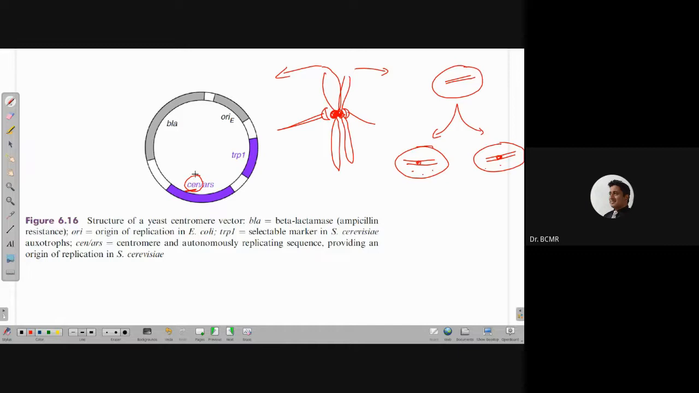ARS, you know, autonomously replicating sequence, is similar to the origin of replication in yeast. In humans and in eukaryotes, you have multiple origins of replication, unlike in the bacterial ones. So everything is almost the same, except you have an addition of the centromere. And the ARS is similar to what would have been present in the yeast chromosomal origin of replication. They have added it. So every time the chromosome replicates, this one will also replicate. Every time the chromosomes separate during anaphase and are segregated to opposite poles, because of the centromere sequence, the same thing will happen to this yeast centromere vector as well.